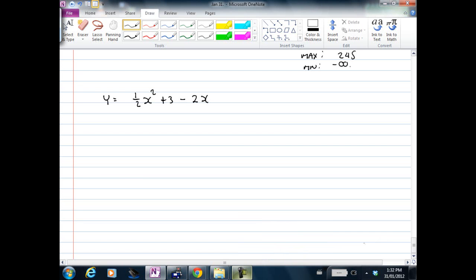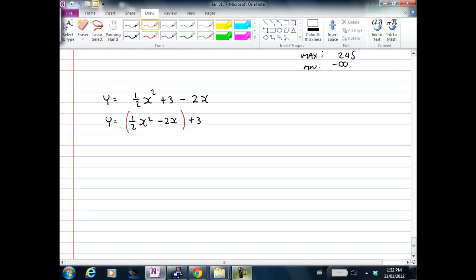See, this question looks complicated because everything is out of order. I'm going to rewrite it in order for you. Y equals 1/2 x squared minus 2x plus 3. Personally, I like to put a bracket around the first two terms because it isolates all the x's.